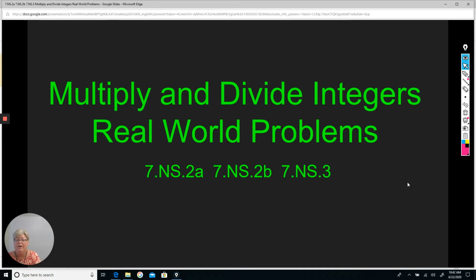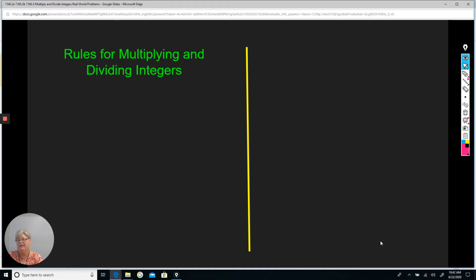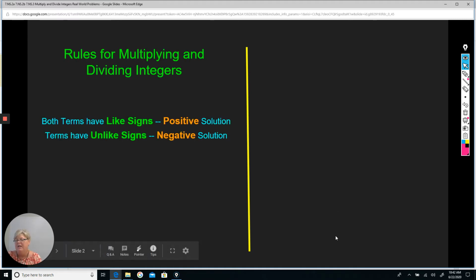So for us to go ahead and get started, we're going to review our rules on multiplying and dividing integers. So our rule is this: if both terms have like signs, like they're either both positive or both negative, then the solution will be positive. If the terms have unlike signs, one is positive and one is negative, then the solution will be negative.